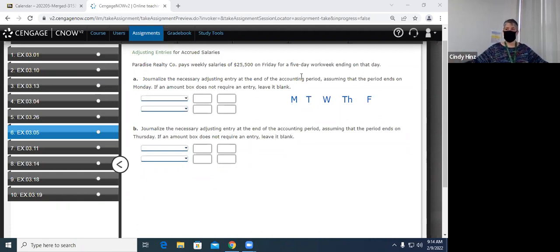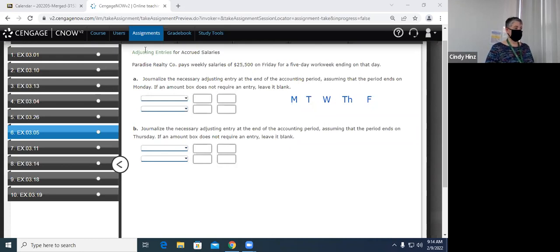And so on Friday, we're going to pay the full $25,500. In reality, though, it doesn't actually matter for our purposes here. Our employees are earning $25,500. We are going to report as expense $25,500, even though we don't actually give them that much cash, because some of that cash we withhold and pay toward their taxes to the federal government, or the state or local government, Social Security, and so on.